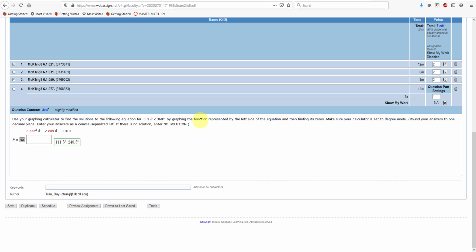By graphing the function represented by the left side of the equation and then finding its 0, right? Because this equation is equal to 0. So you are plotting these functions and you look for the 0 or the x-intercept of the equations. Make sure that your calculator is set to degree mode and round your answers to one decimal place. And if there is no solution, then you just enter no solutions.